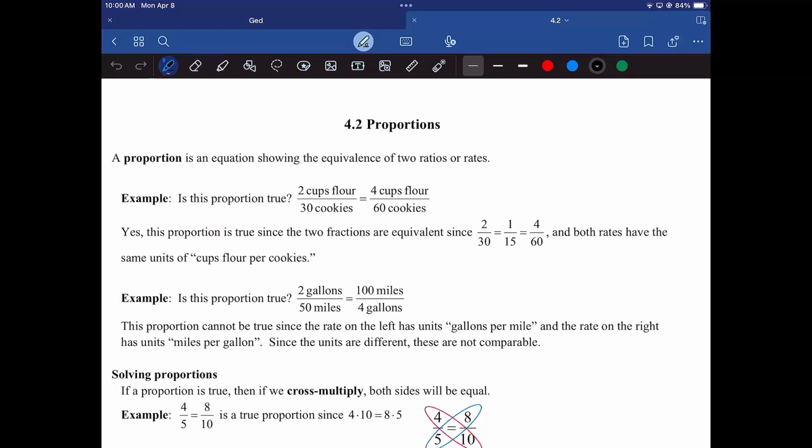All right, today we're going over 4.2, which is proportions. Hope everyone had an amazing spring break. I know I did. I only got a little more bald over the break.